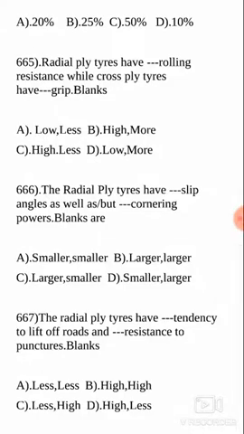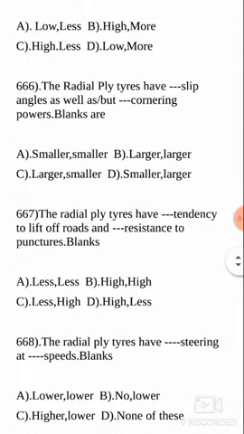cross ply tires. Next question: the radial ply tires have dash slip angles as well as but dash cornering powers. So what are the blanks? Smaller, smaller, larger and larger, or larger and smaller? Is it smaller and larger? All the four combinations, these types of bits are very confusing. Unless you have studied and revised the subject thoroughly, it is very difficult to select the correct answers for such bits.